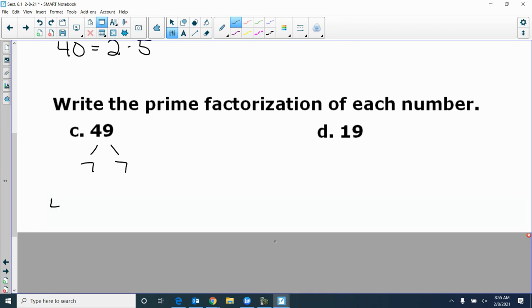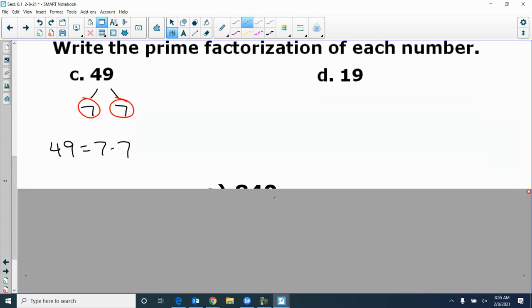Does 7 break down any further? Nope, it is prime. And so it's 7 times 7, or it is 7 squared. All right, what about 19? 19 times 1 is it? Yeah, the only thing is 19 times 1, and that doesn't get us anywhere. That doesn't really break 19 down. So you're just going to put prime. It is a prime number.